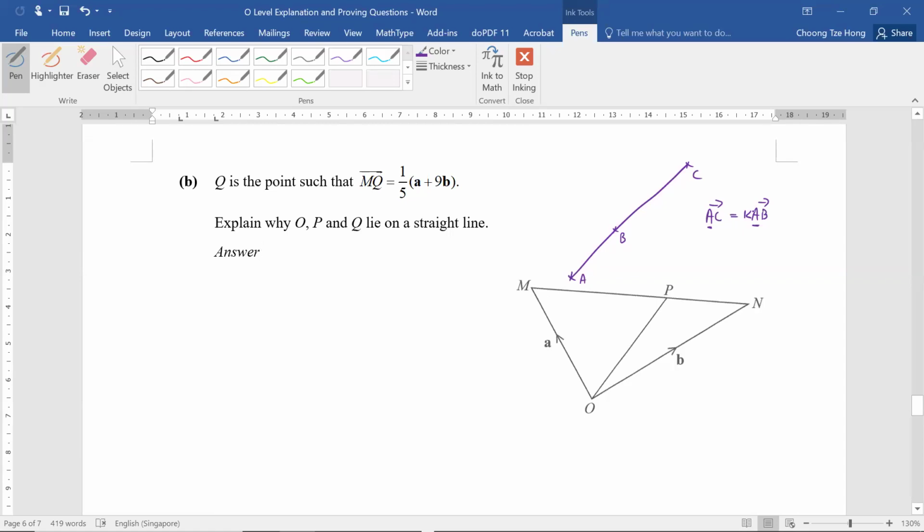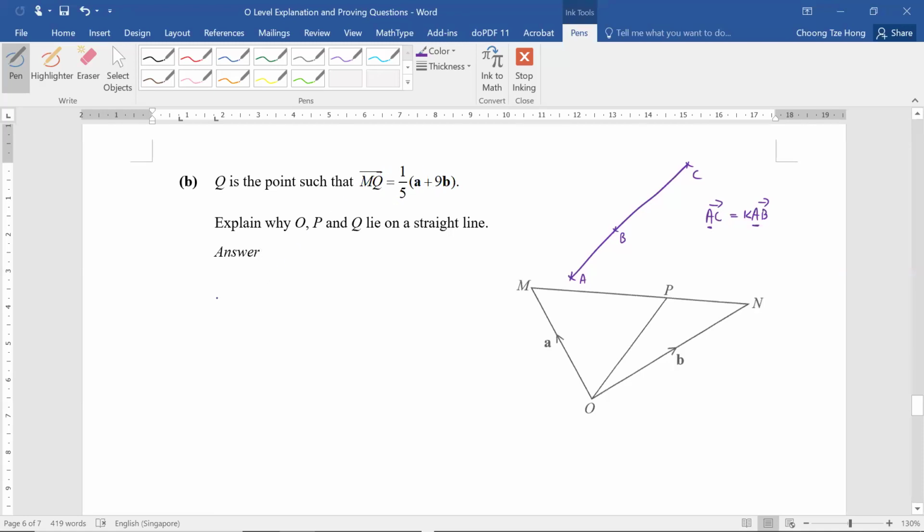Over here we are asked to show that OP and Q lie on the same straight line. We already know OP, so what we can do is try to find OQ. If we can show that OQ is a scalar multiple of OP, and because they have a common point O, then OP and Q will lie on the same straight line. So our main objective now, since we already know OP, will be to find OQ. And actually we are given sufficient info just based on this equation to find OQ.